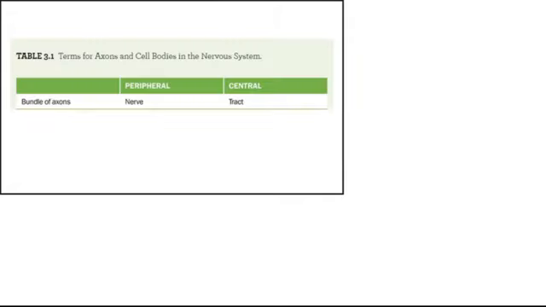So there is a conveniently handy table from the textbook that helps with this. So if we're talking about bundles of axons, so those are the sort of tail bits that stick out off of our neurons, if we're talking about peripheral nervous system, those are nerves. Central nervous system, those are tracts. Same concept, different names based on location.